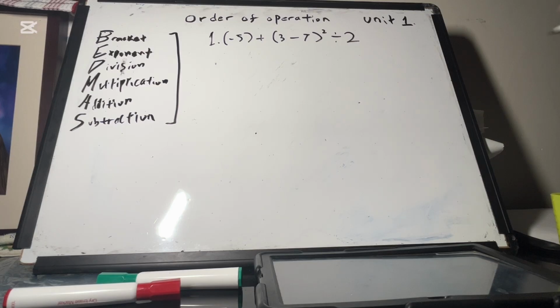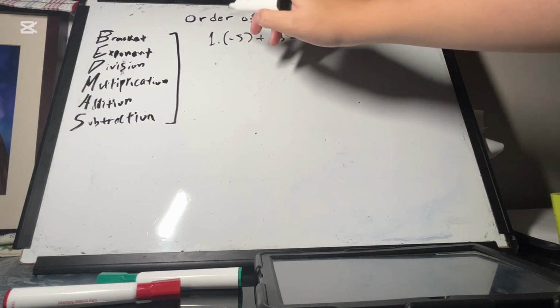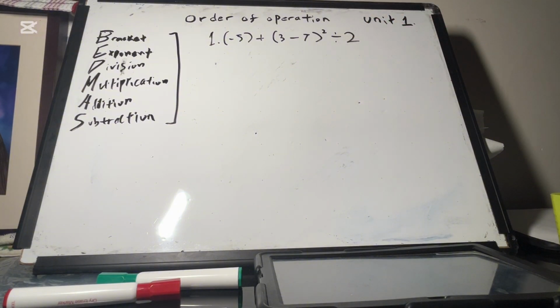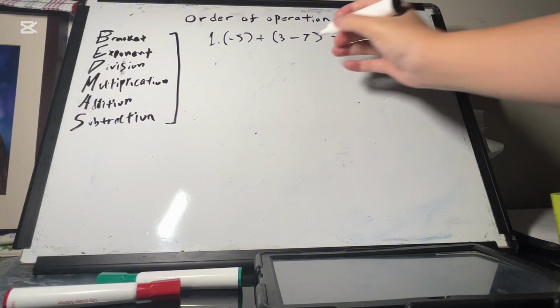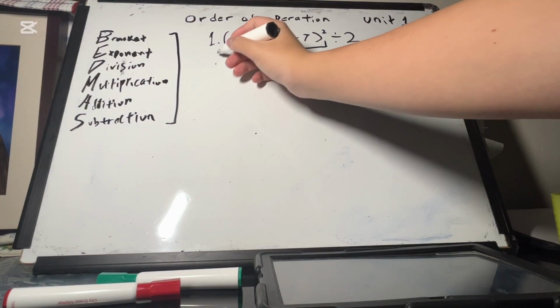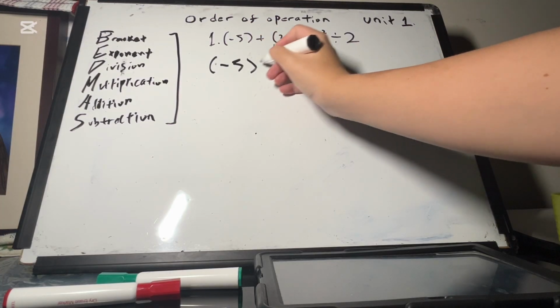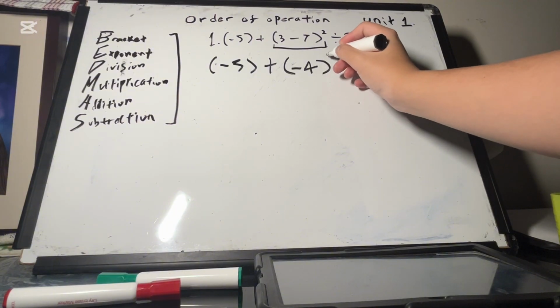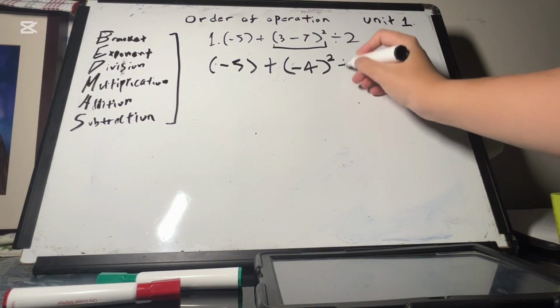So you can see the two sets of brackets here, the one bordering -5 and the one bordering 3 minus 7. In general, when it says bracket, it means solve whatever's inside brackets and not move -5 anywhere else. So what you want to do is first solve this area. So -5 plus whatever's inside there, which 3 minus 7 is -4, squared. You must not forget that. Divided by 2.